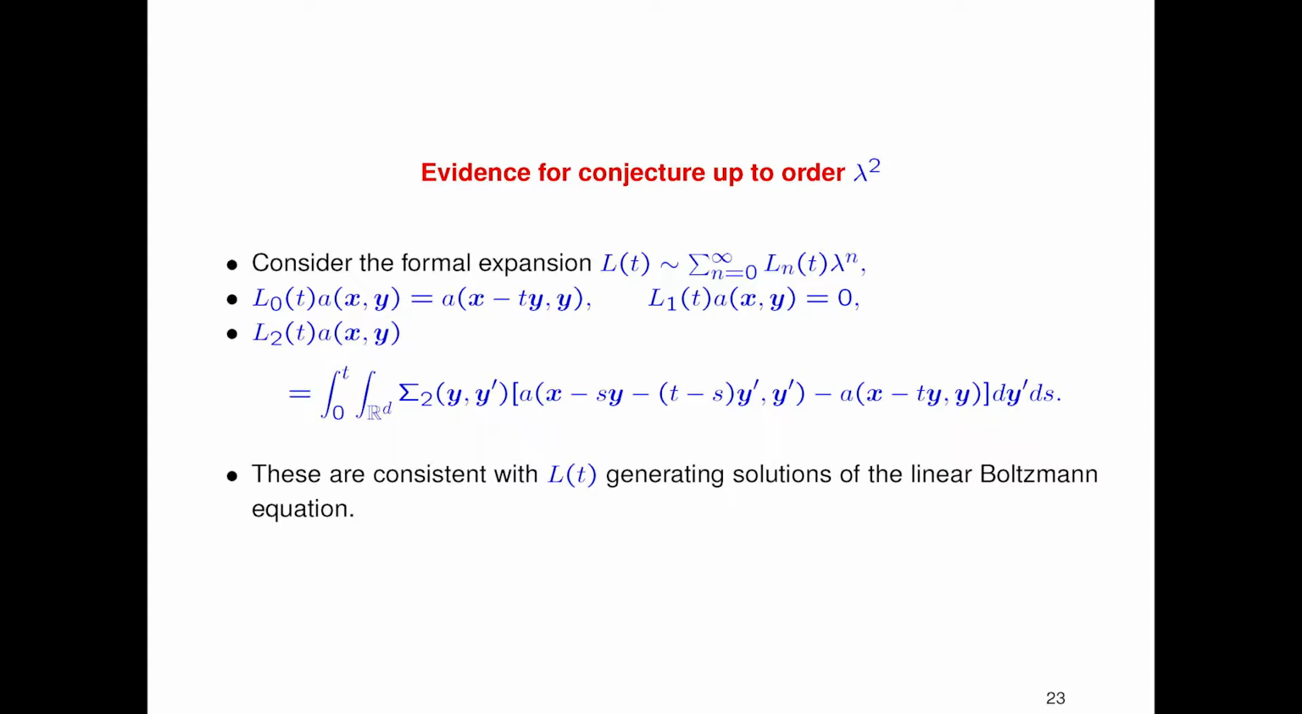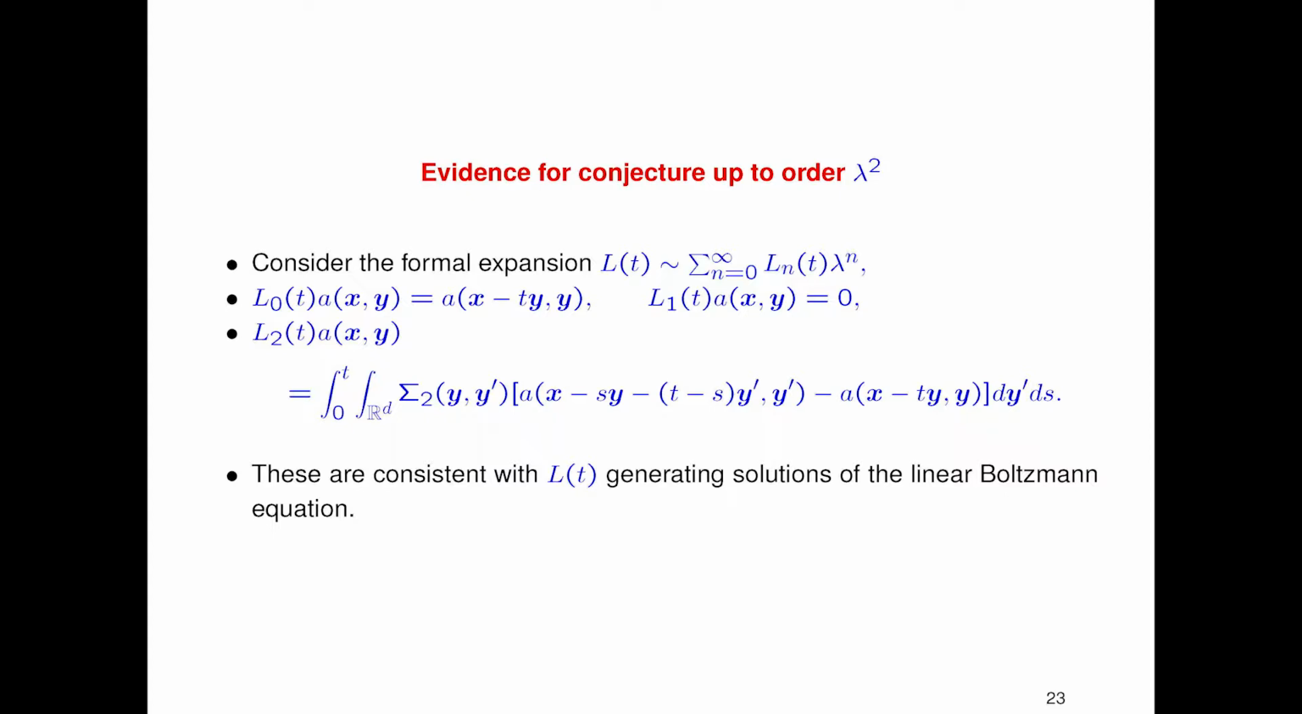We can prove the statement up to second order in perturbation theory. So let me explain what we're doing here. LT was the limiting family of operators that describe our dynamics, and this could generate a solution of the linear Boltzmann equation, or it might not. Now, we expand this in a formal power series in lambda. Lambda was the coupling constant in front of our potential.